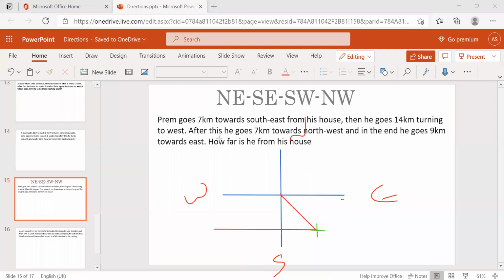And after that he goes 7 kilometers towards northwest. From here, which is northwest? Don't worry, you just draw a small diagram here also. Now this is north, west, south, east. From here he goes northwest. He said he goes 7 kilometers northwest. Which one in between is northwest? This corner is northwest, right? So this is northwest, like this, 7 kilometers.